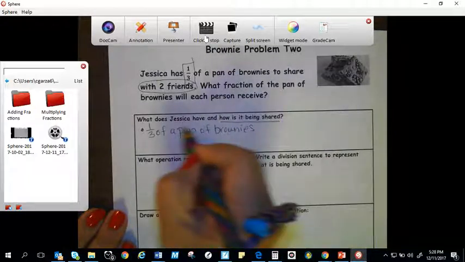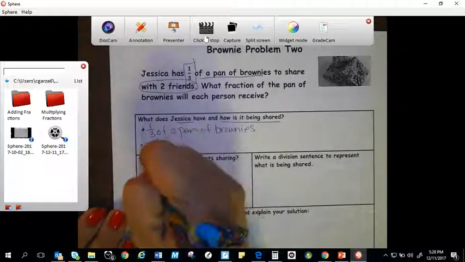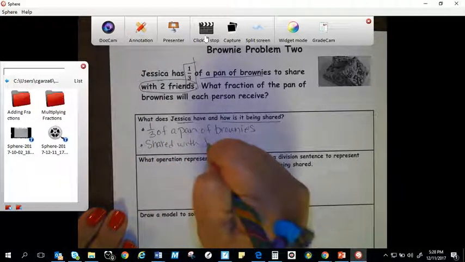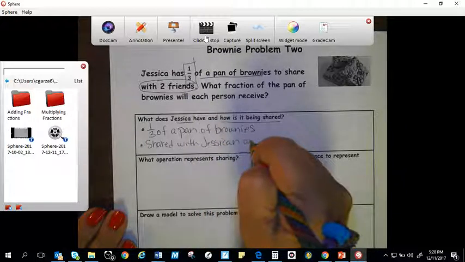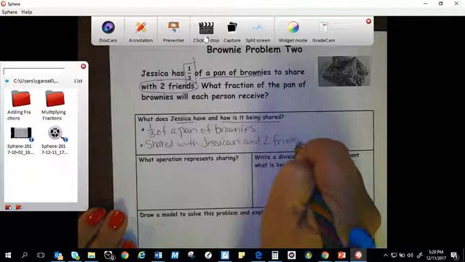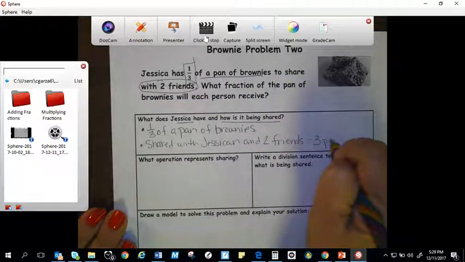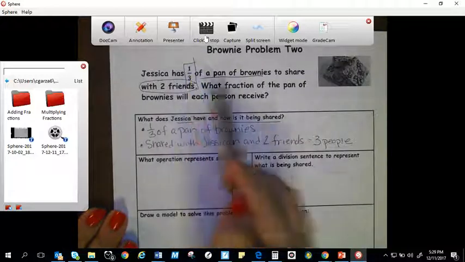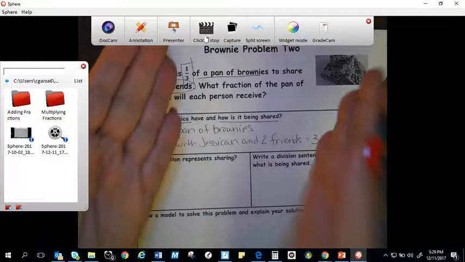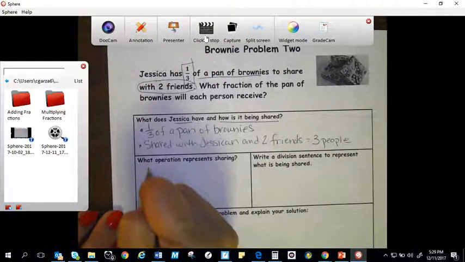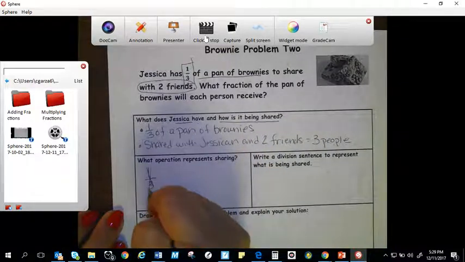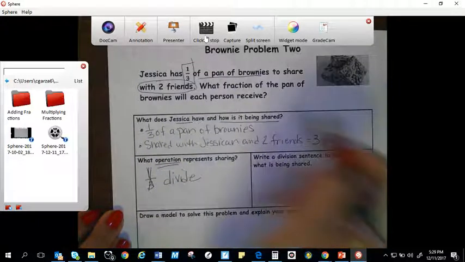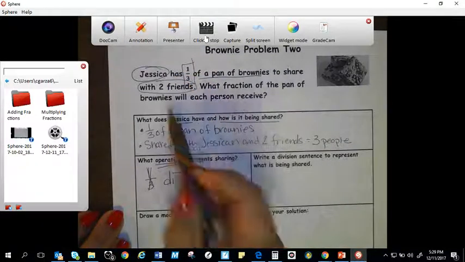How is it being shared? Okay, so it's going to be shared with Jessica and 2 friends. So it gives a total of 3 people. What operation represents the sharing? Again, here we're taking 1/3 of a pan and we want to divide those up between 3 total people. Oops, I'm going to cross that out because the operation we need is to divide. Let me go back over here. So we have Jessica. I wanted to circle that one with her 2 friends, showing that here.